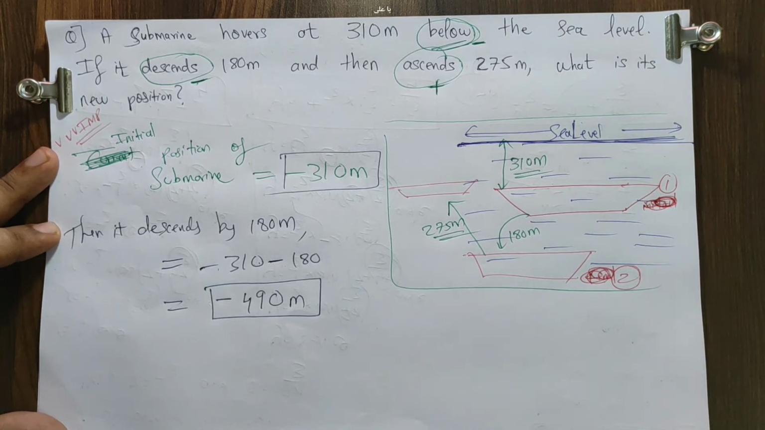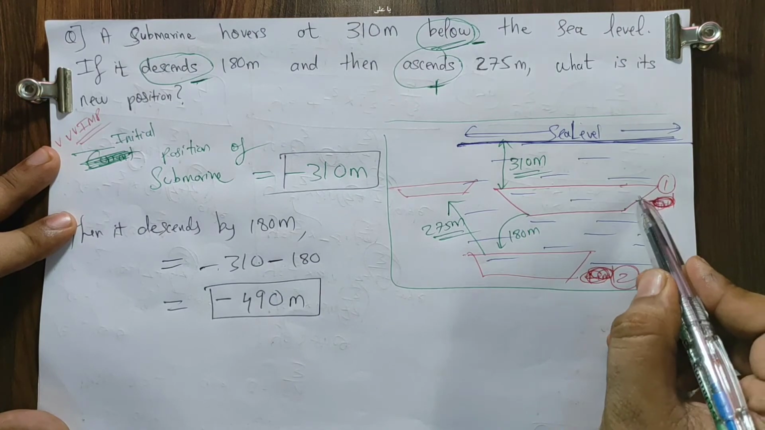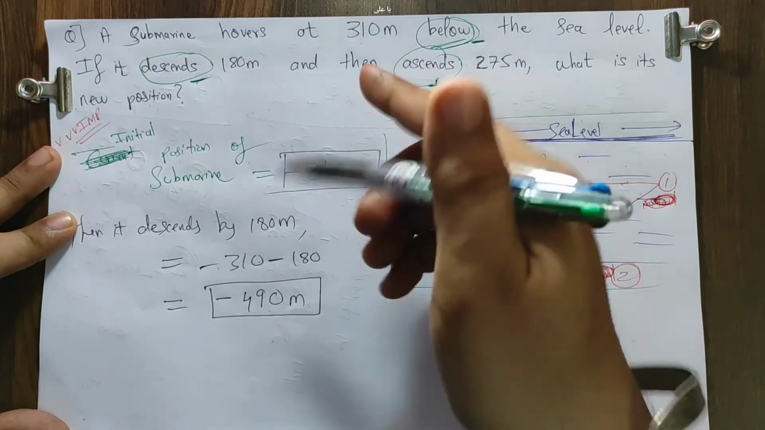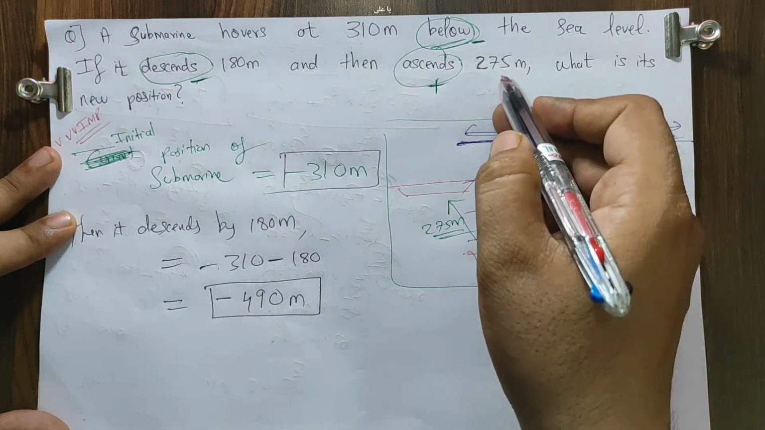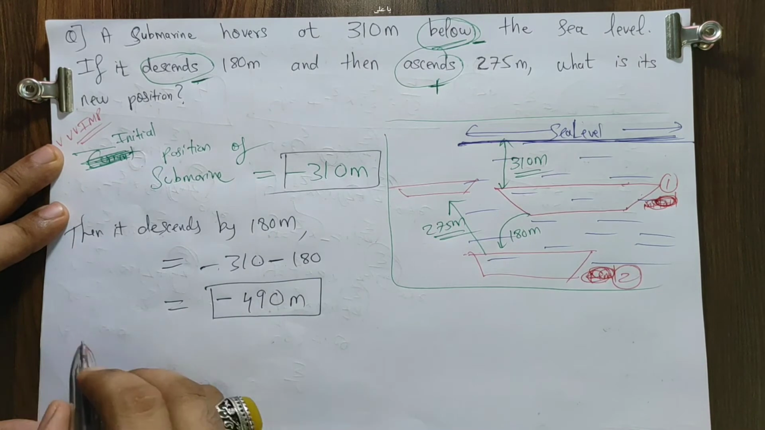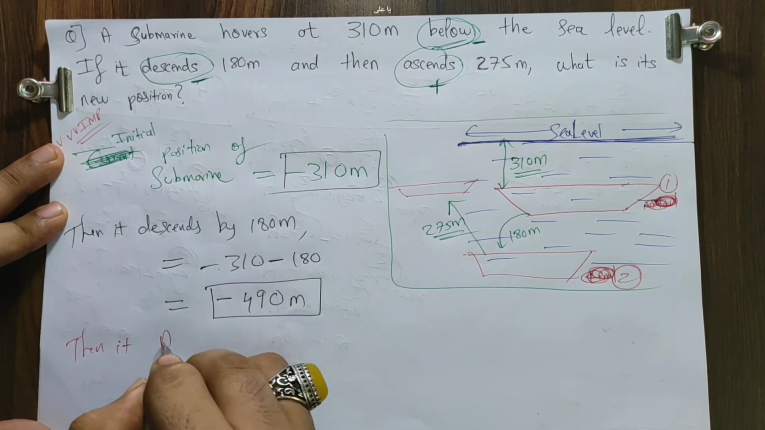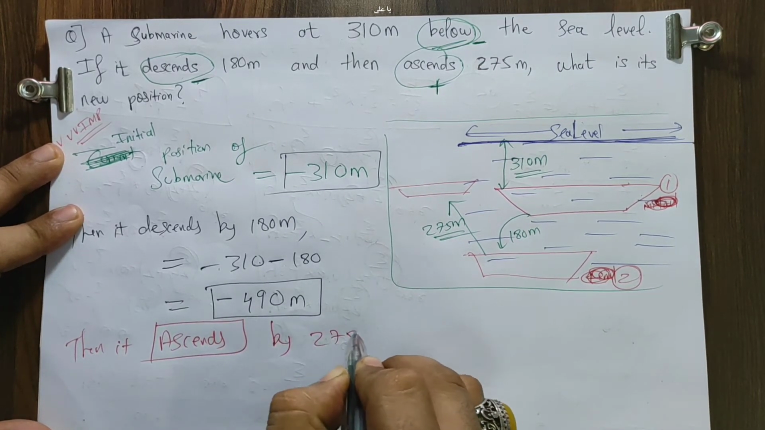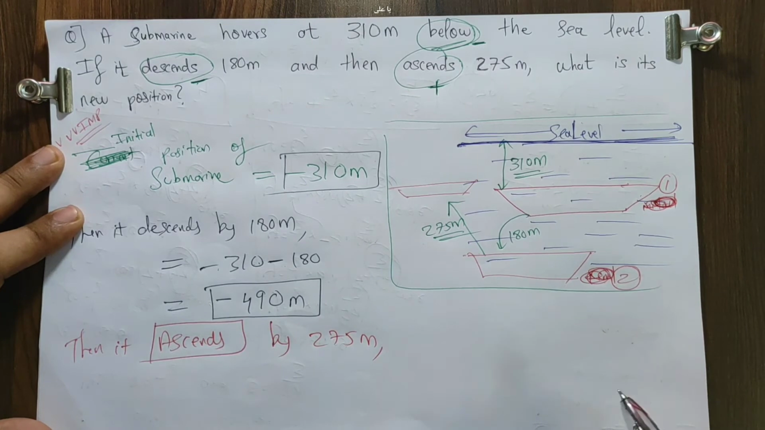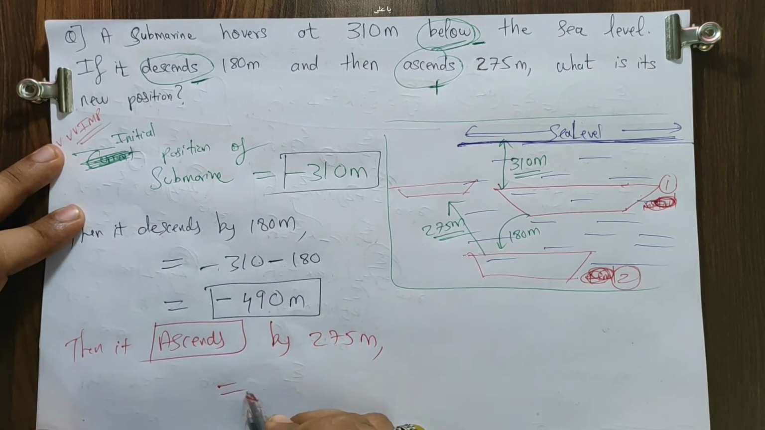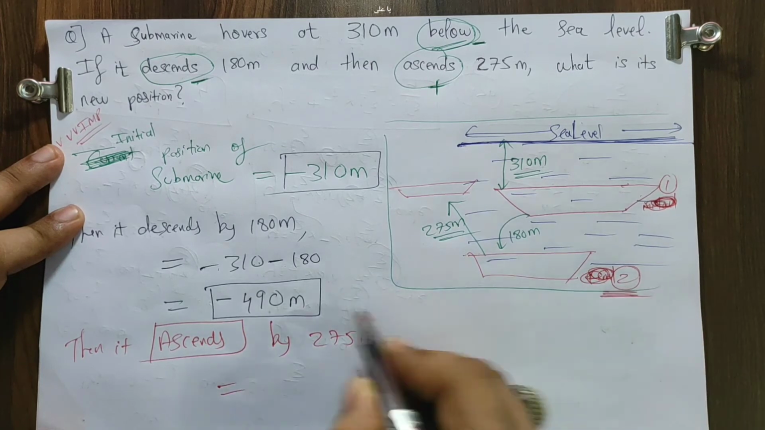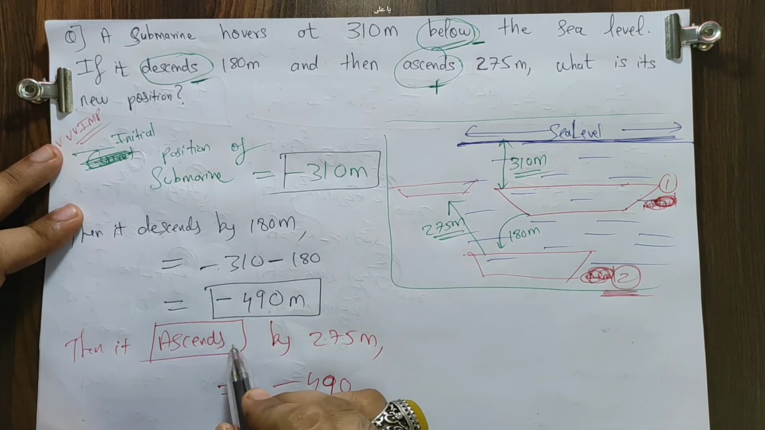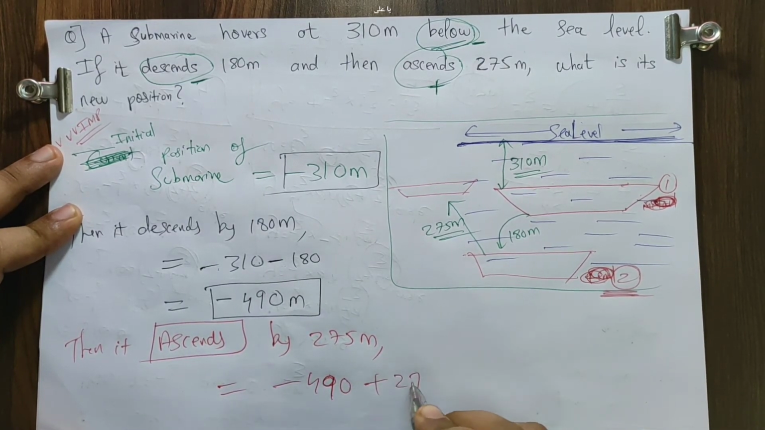Okay, so first it was initially at this position, second position is this. Then it ascends. Now it goes up. It ascends means plus. Match terminology is plus. Goes up by 275 meters. So now I'll write then it ascends, yes, by 275 meters. It ascends by 275 meters. So now at this point the position was here. It was how much? Minus 490, right? But because it ascends 275, it becomes plus 275, all of you.